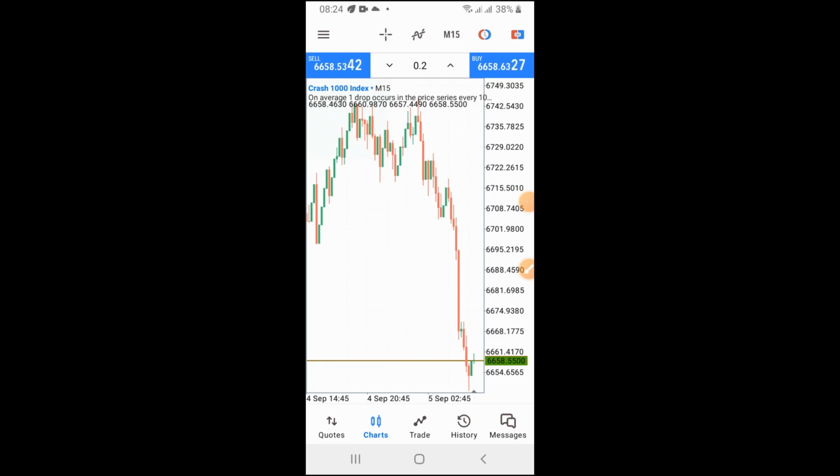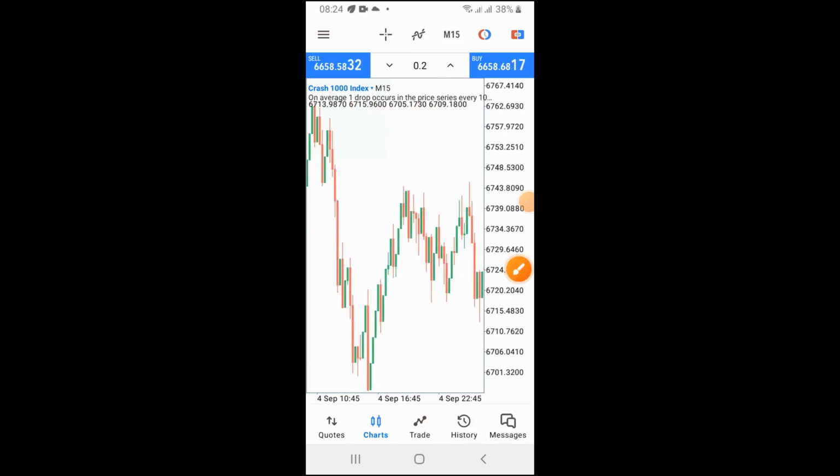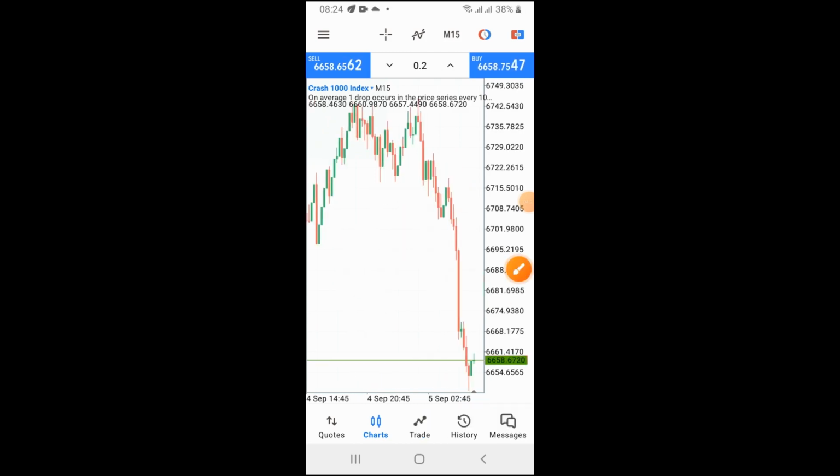Look at this here. When you cross-check this particular pair to this zone here, you will see that it came back all the way from that high that we were seeing to this place, to retest this place, and it's not going to stop there. Why? This particular pair is on a downtrend right now. Crash 1000 is on a downtrend right now.